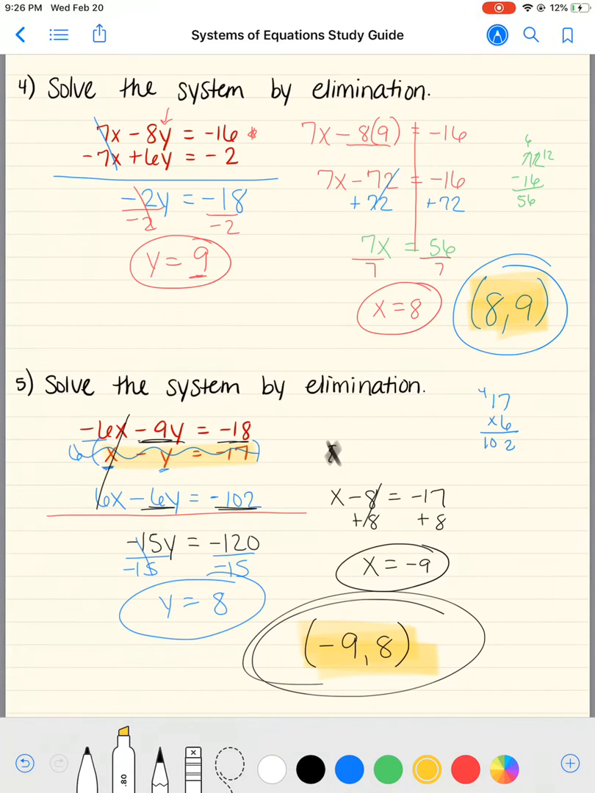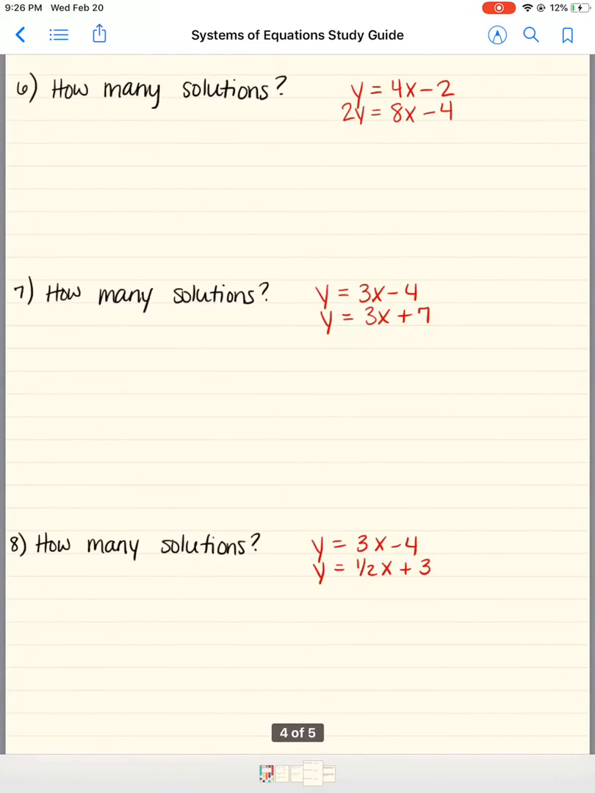Okay? So let's look at some where you may have more than one answer, or you may not have an answer at all. So let's look at number 6. First equation is y equals 4x minus 2, and the second one is 2y equals 8x minus 4. So some of you may already notice a pattern with these two equations. If you didn't notice it right off the bat, take a look at that first equation and then look at the second one. Is there a pattern to how they got the second equation?